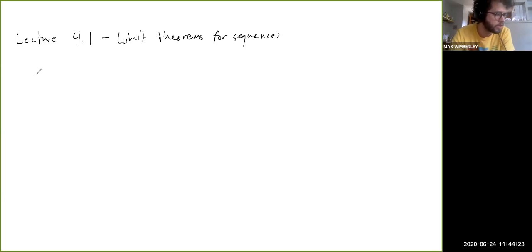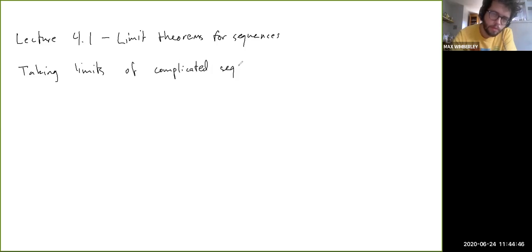So before we actually get into the theorems, I want to give one motivating example, which I'll actually use one of the examples that we were looking at before. So let's say taking limits of complicated sequences. Okay.